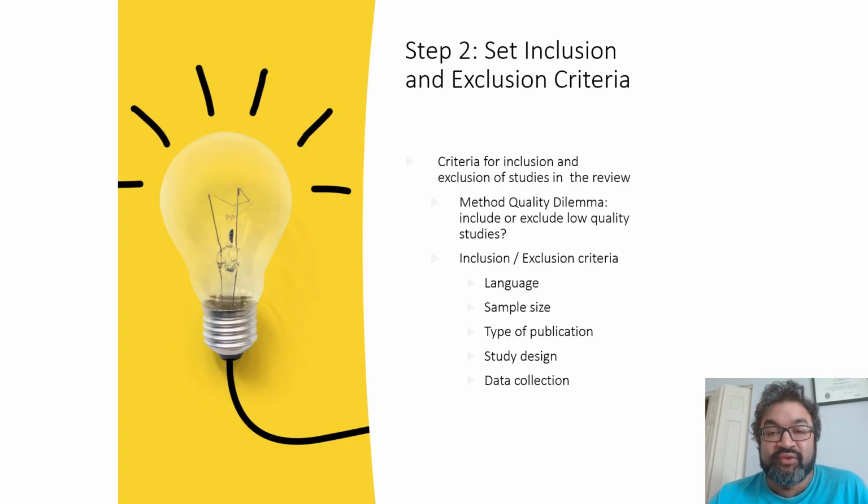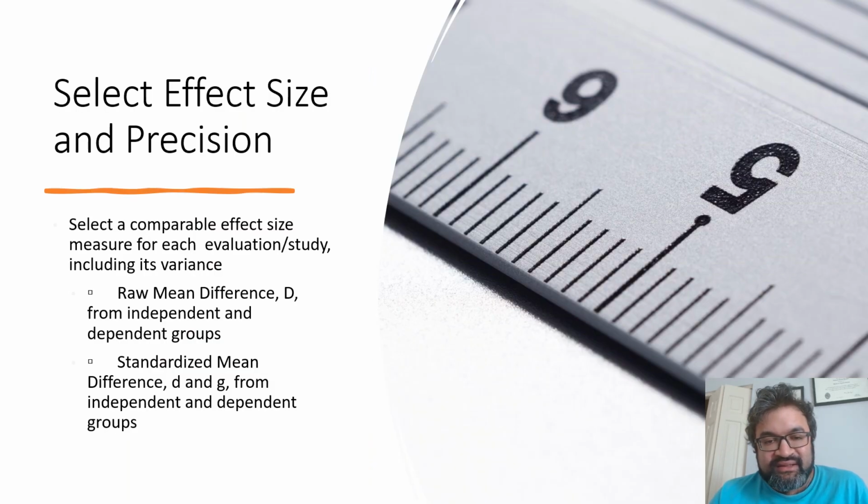So set inclusion and exclusion criteria: language, sample size, types of publication, study design, data collection. Select effect size and precision. Select a comparable effect size measure for each evaluation study, including its variance. Standardized mean difference, D and G, from independent and dependent groups. And then the raw mean difference.